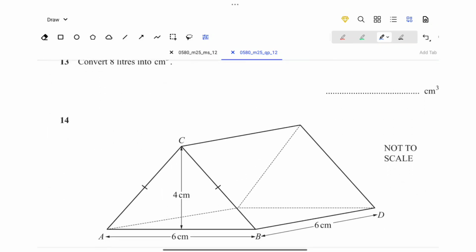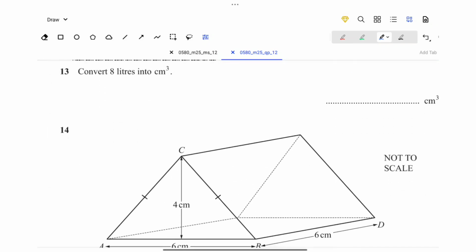Moving to the next question. Next question is to convert 8 liters into centimeters cubed. So it is the volume conversion of a liquid to centimeters cubed. 1 centimeter cubed is 1 ml. You know that liquid is measured in ml, milliliters. So 1 milliliter is equal to 1 centimeter cubed, or 1 centimeter cubed is equal to 1 milliliter.